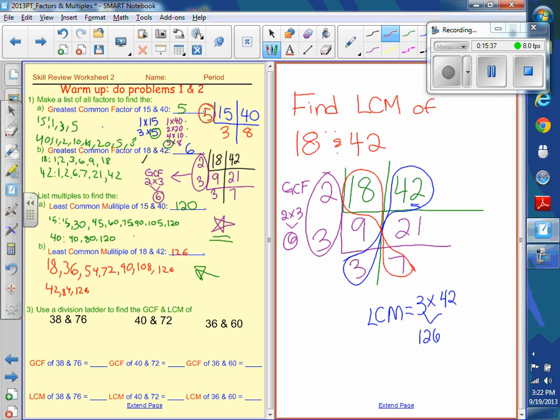So another way to find it is 7 times 18, and 7 times 18 is the same as, what's 7 times 10? 70. And what's 7 times 8? 56. Add them together and you get 126. 126. Does anybody remember the third way?